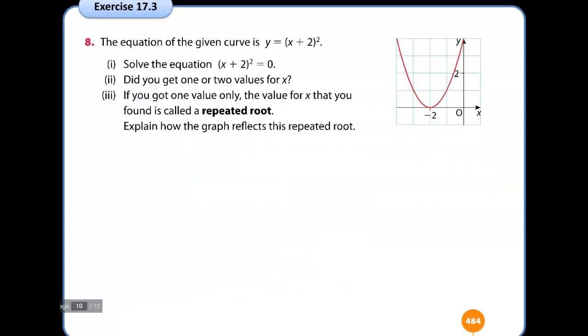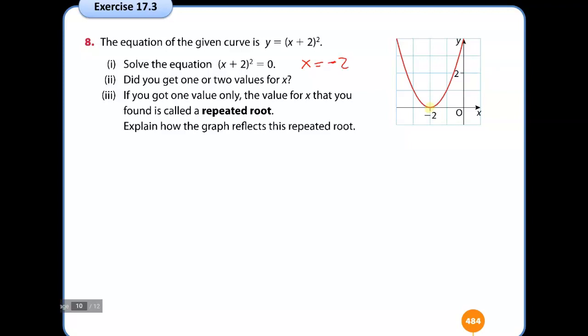Question 8 again is reading off of a graph that's been given to you. x plus 2 all squared. So when is that function equal to naught? Function equal to naught means the x-axis intercept. So there's only one solution in this instance, and that is x being equal to minus 2.